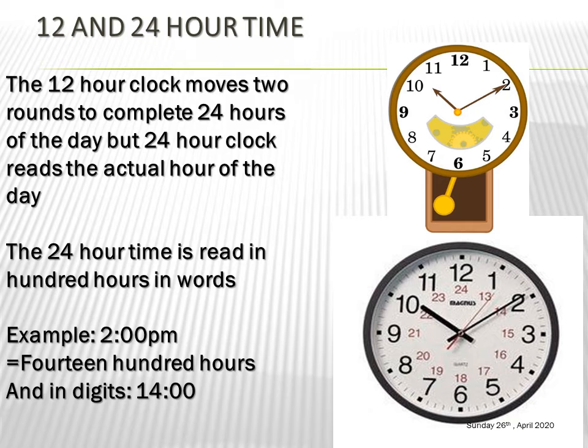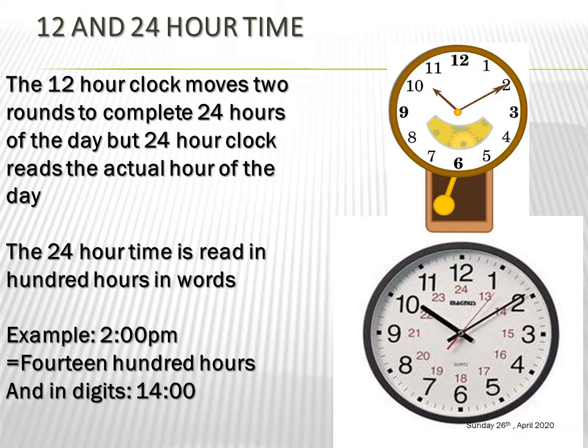The 12 and 24-hour time. You know that I have two clocks here. The first clock is 1 to 12. That's the regular clock we mostly usually have. And the second one shows 24 hours. 1 to 12, then 13 to 24. Now, please take note, the 1 to 12 time also reads 24 hours. It can count for 24 hours.